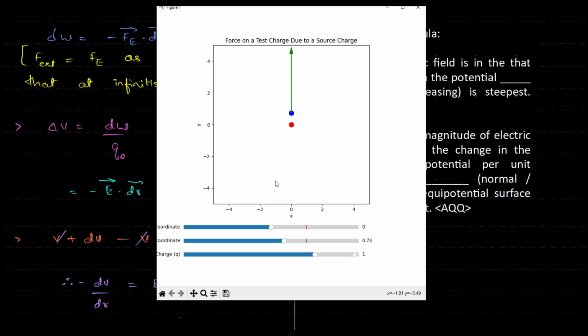Right? Let me give an example. So if I move this, now if I change the value of the y coordinate, can you see that? So what's happening? We can see that the electrical field is not exactly pointing to the left and right. It's varying. The direction is varying. Right?